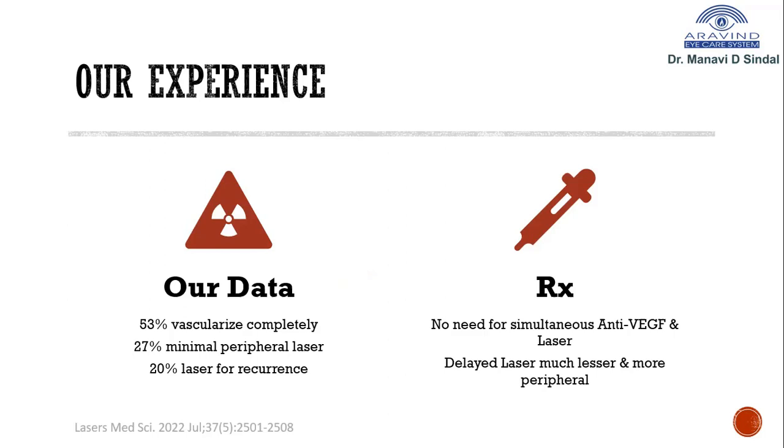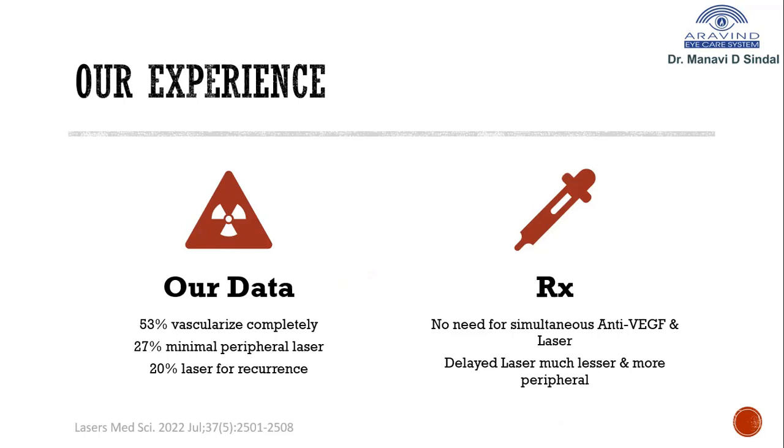When we look at our data, and this is published, we saw that 53% of our babies matured and vascularized completely. 27 babies had a minimal peripheral avascular retina remaining. So these can also be considered to have been completely treated. Only 20% of babies required laser for recurrence. So we recommend there is no need for simultaneous anti-VEGF and laser treatment.